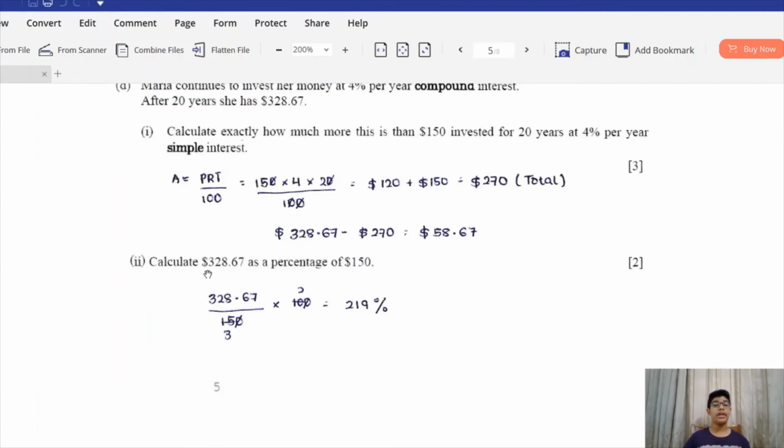Now calculate $328.67 as a percentage of $150. Quite simple. We just take 328.67 over 150 times 100, because it's literally said as the percentage of. As the percentage of basically means over, and multiply by 100. So that is equal to 219%.